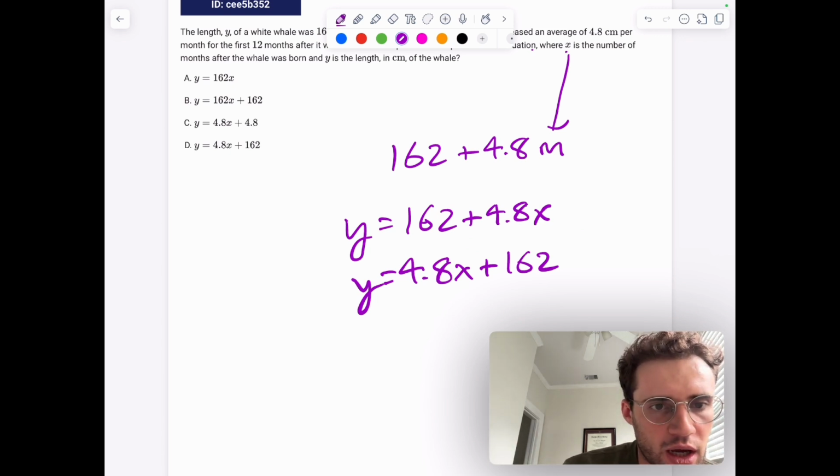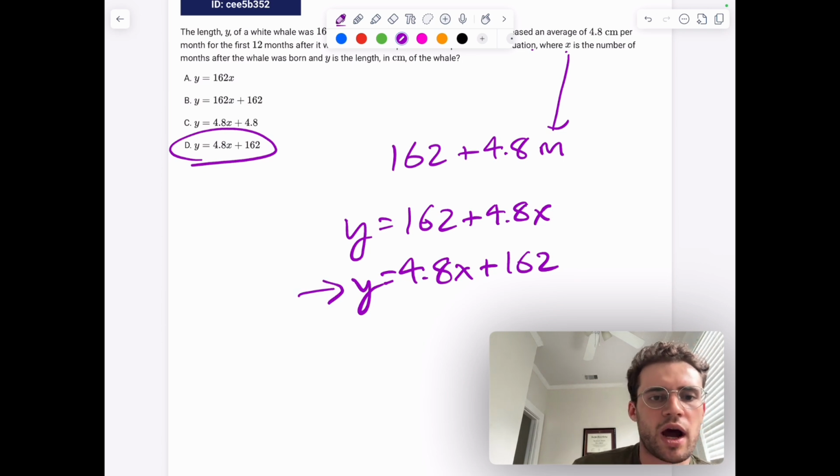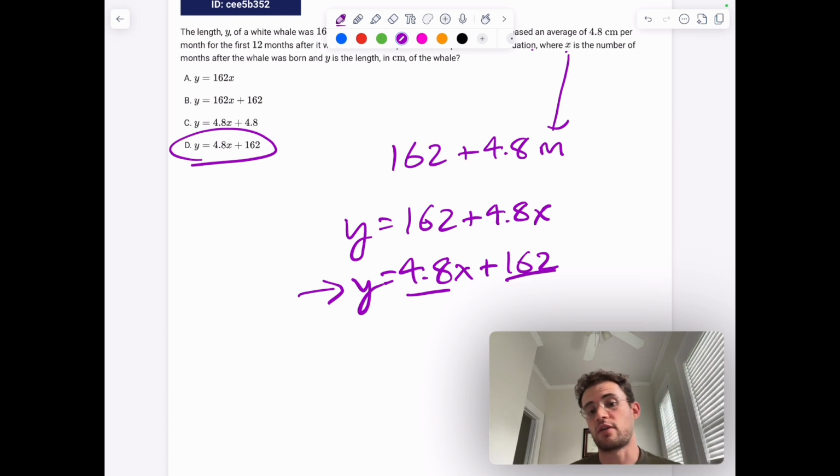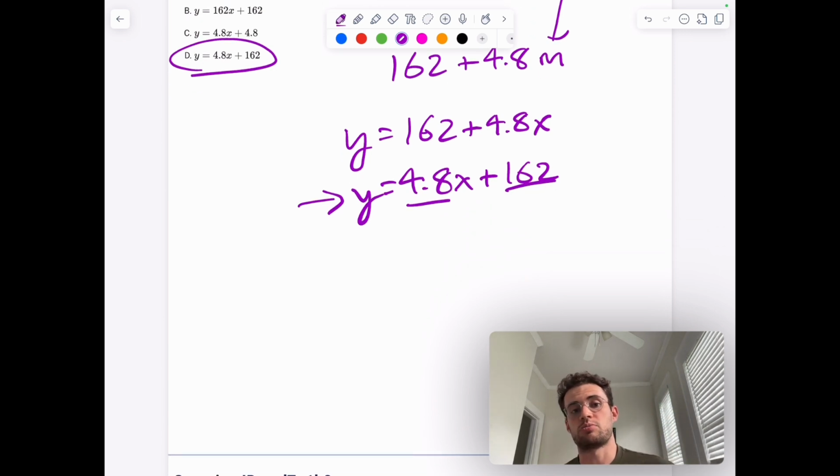So let's see, we've got d. So that would be d, which looks more like this, y equals 4.8x plus 162. You can think of 4.8 like the slope, it's the rate of change. So anytime x goes up by 1, it goes up by 4.8, the output. And your 162 is your y-intercept. It's the starting value at time 0 when it was just born, that's the length.